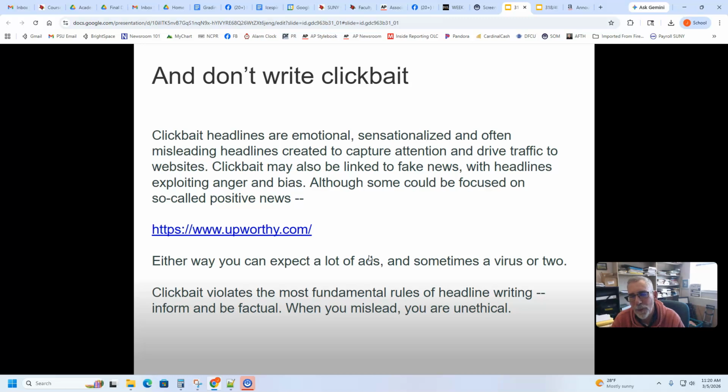When you get there and the story is not really about that thing at all, it sort of is, but only in a way that doesn't make sense. Many clickbait headlines now are using anger and bias to try to get people agitated, or use their worst instincts. A lot of it is about fake news now too. So I would avoid clickbait completely. Don't click on it, and please don't write it.